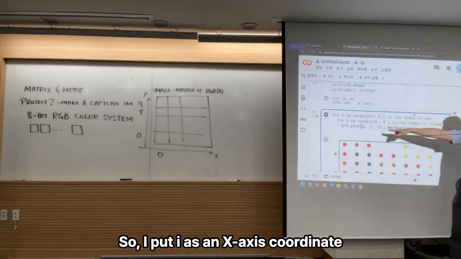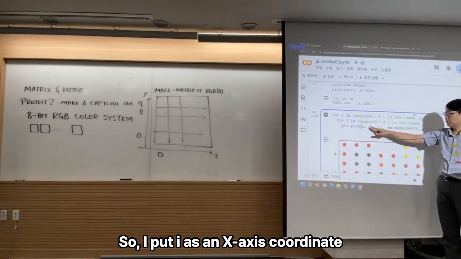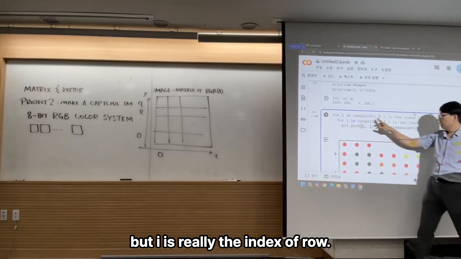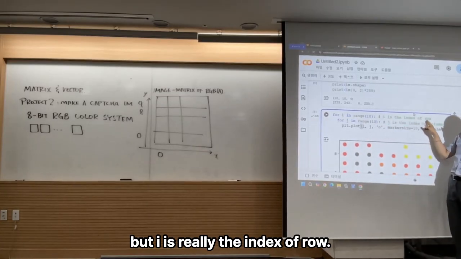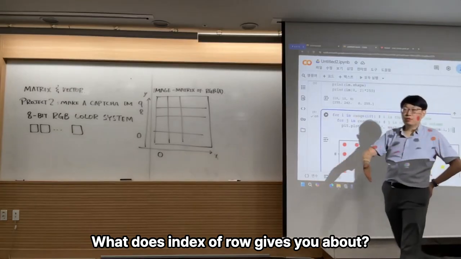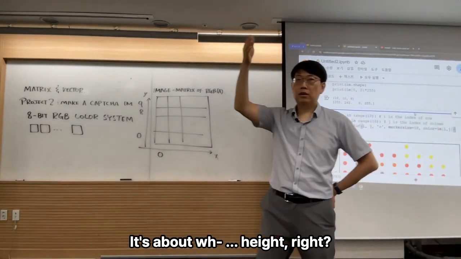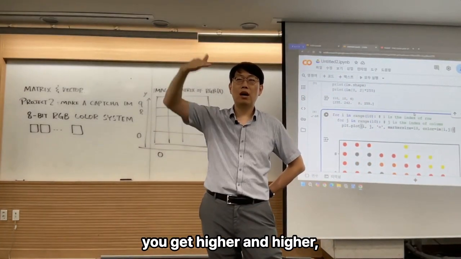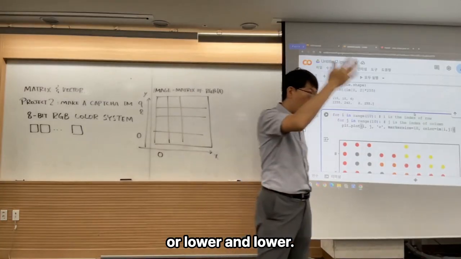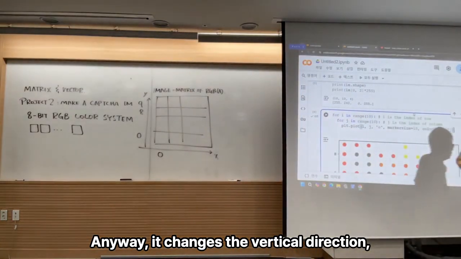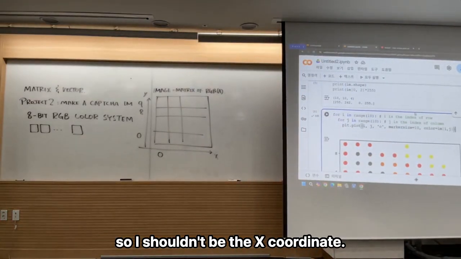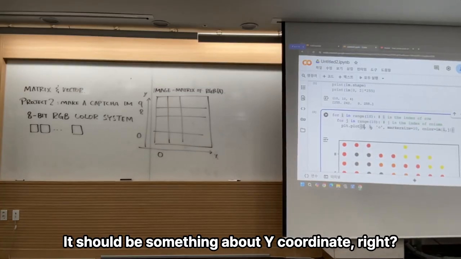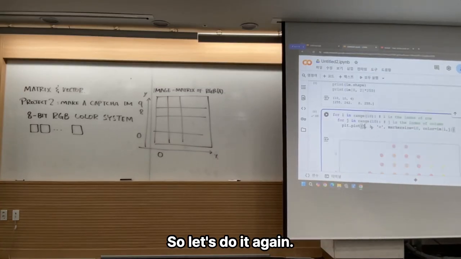So I put I as the x-axis coordinate and J as the y-axis coordinate, but I is really the index of row. What does the index of row give you? It's about height, right? If you increase the row index, you get higher and higher, or lower and lower. Anyway, it changes the vertical direction. So I shouldn't be the x coordinate. It should be the y coordinate, right? So let's do it again.